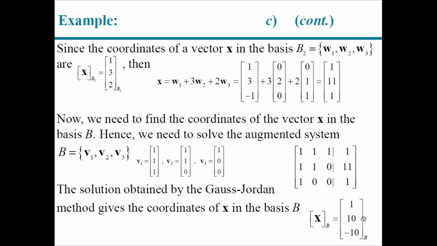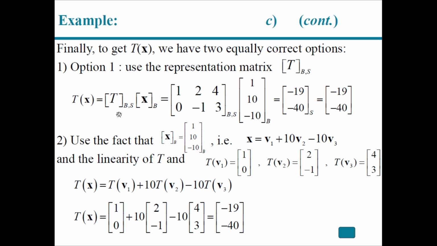I'm going to use these coordinates to multiply with the representation matrix. So now I have my representation matrix, multiplied by the coordinates, and I get the coordinates of the image in the standard basis, which is equal to the vector. Wow. Another option, as we said, since we have the coordinates of x in basis B, we could apply T and apply the linearity of T. Well, whichever one you do, it's the same. It doesn't matter. At this stage, the game is over.